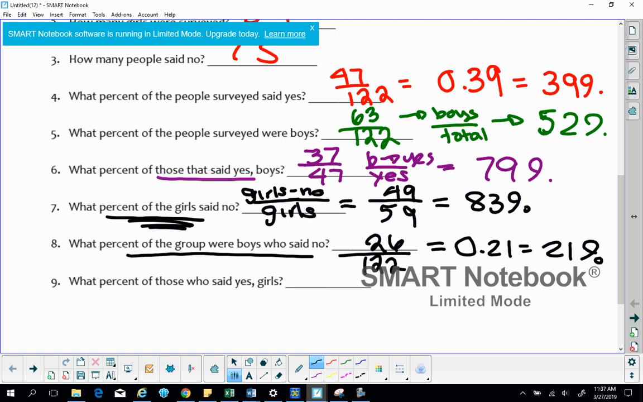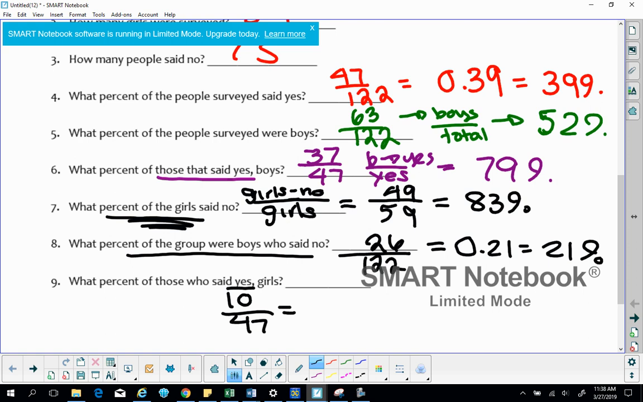Lastly, what percent of those who said yes are girls? So when I look at this, I look at all the yeses, right? Because those who said yes are girls. So how many people said yes? How many said yes? 10 girls said yes, but how many yeses were there total, including boys and girls? 47.